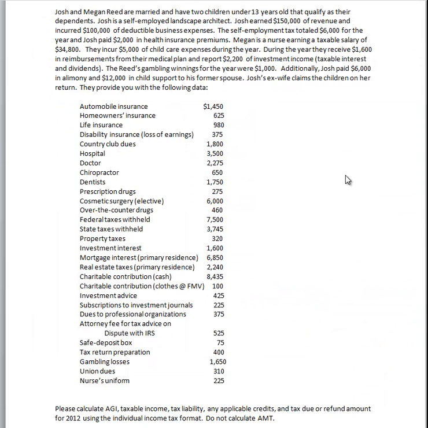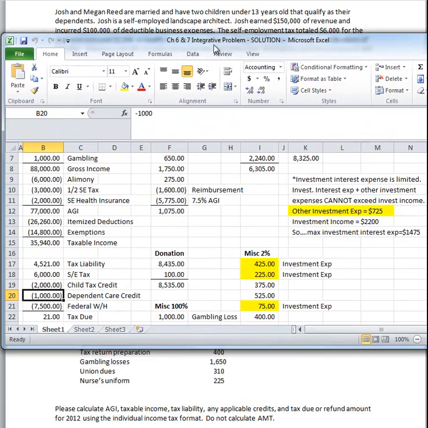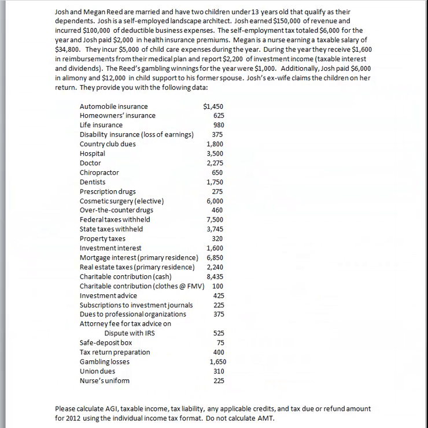Then it says we paid $2,000 in health insurance premiums. So this is a medical expense. However, because Josh is self-employed, we are allowed to take the $2,000 in health insurance as a deduction for AGI. So as a deduction for AGI, you are allowed to take the full amount of the self-employment health insurance.